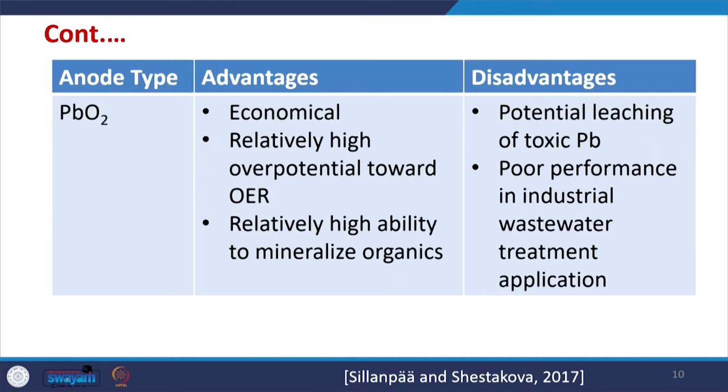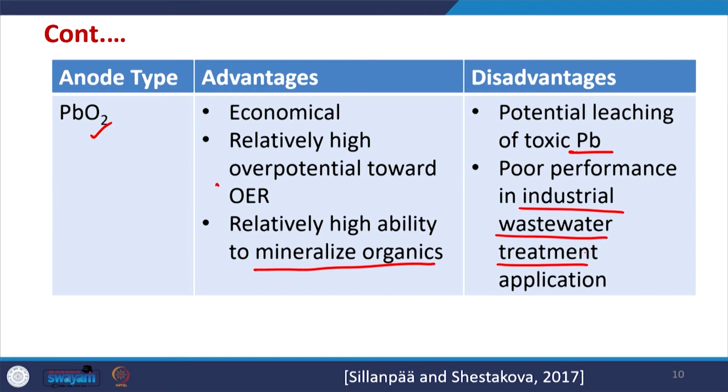Then we have lead oxide, which is economical, has a relatively high overpotential towards the oxygen evolution reaction, and a relatively high ability to mineralize organics. So, it has better ability compared to platinum or others, but the problem is that the lead may leach into the system. If the lead leaches into the water, we have secondary pollution. That is the problem. Also, for actual industrial wastewater treatment, the performance has not been that good compared to simulated water.